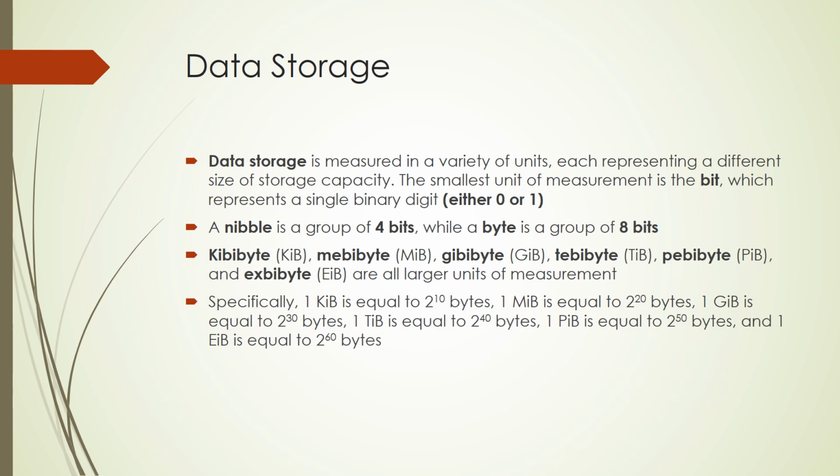Specifically, a kilobyte is equal to 2 raised to the power 10 bytes. A megabyte is equal to 2 raised to the power 20 bytes. A gigabyte is equal to 2 raised to the power 30 bytes. A terabyte is equal to 2 raised to the power 40 bytes. And a petabyte is equal to 2 raised to the power 50 bytes, and so on.